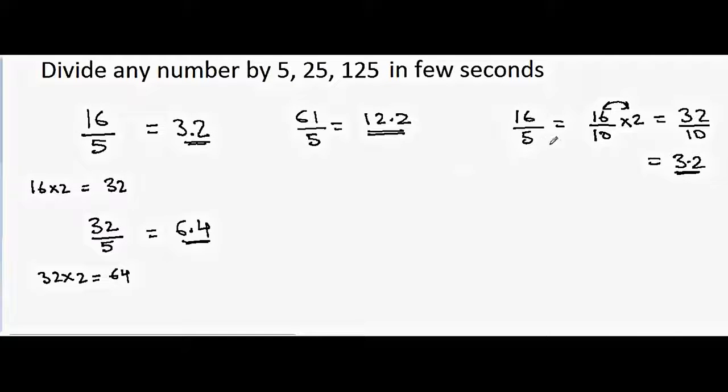So as you can see, the explanation is very simple, but most of the time we don't remember this relationship, and that's why we go with a longer calculation by actually dividing it by 5.